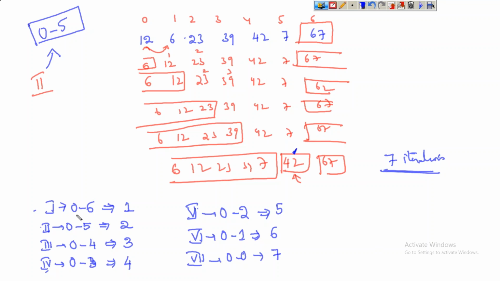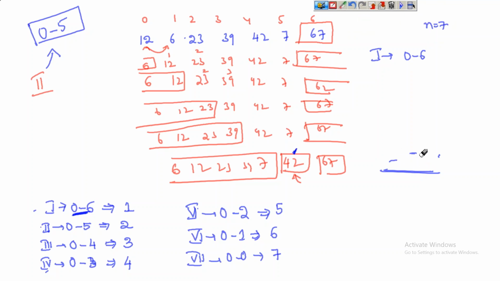And for each iteration, how many elements are in the range on which we are performing the logic here? 0 to 6 for the first iteration, that is, if the number of elements is 7, right? So 0 to 6 is nothing but all the elements. Okay, so for this we write the logic like this, guys.